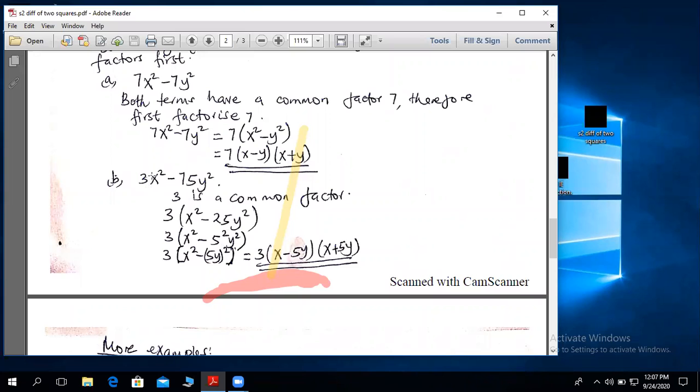So when I remove 3, I remain with x squared. And when I divide by 3, I remain with 25y squared. But when you open the bracket, you'll get the same thing. So that is what is called factorization. Hope you have understood that example. Yes, teacher.